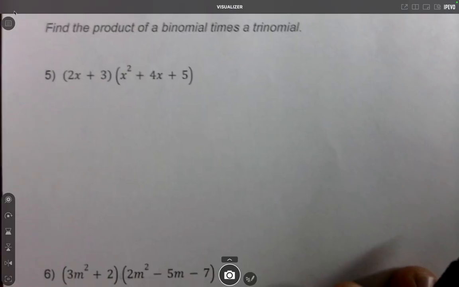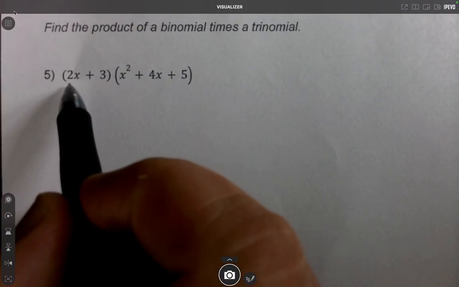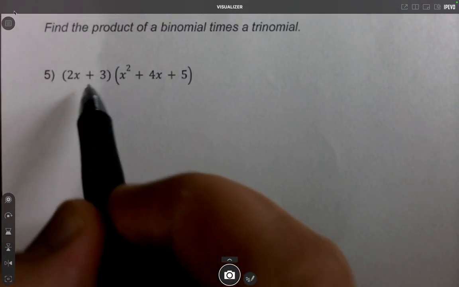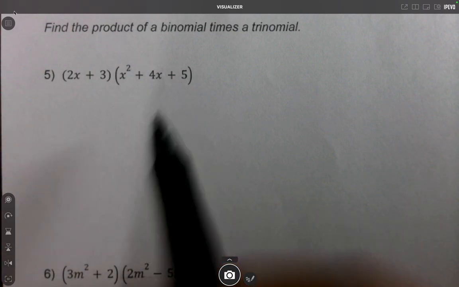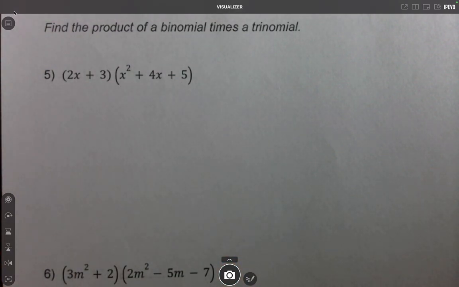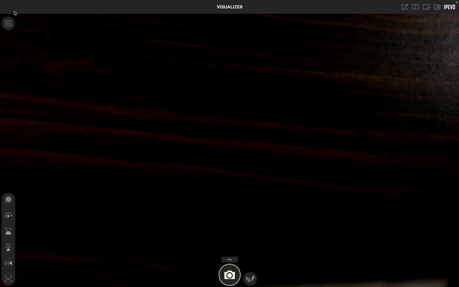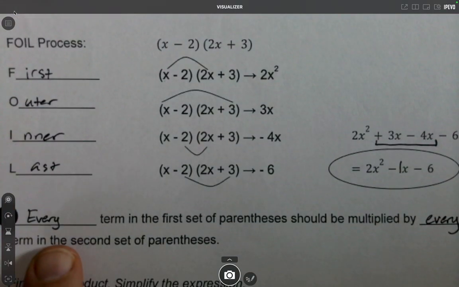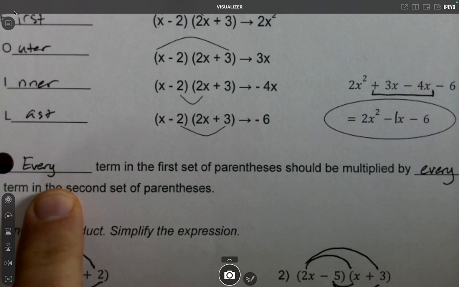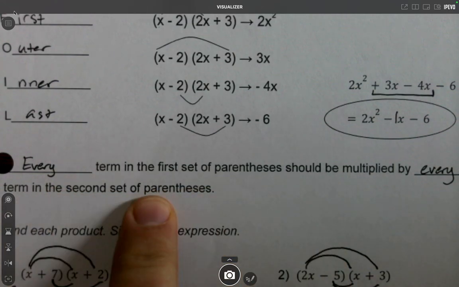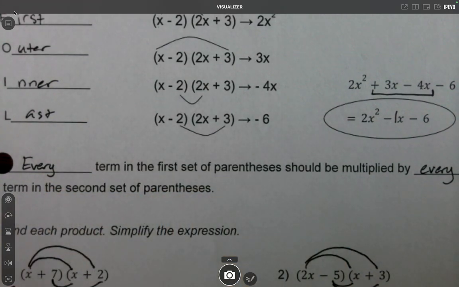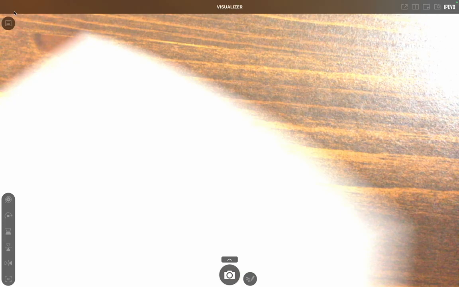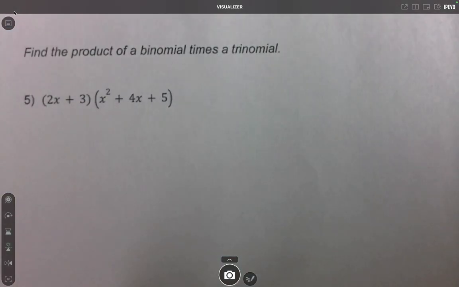Okay, so on the back, you see it's multiplying a binomial, two pieces, by a trinomial. This doesn't have a special acronym like FOIL. This is why I wrote that thing where it says that every term in the first set of parentheses should be multiplied by every term in the second set of parentheses, because that's really what we need to focus on when we have more terms than just 2 and 2.